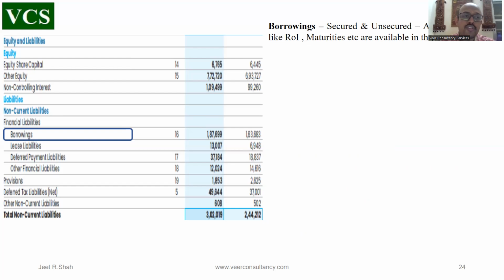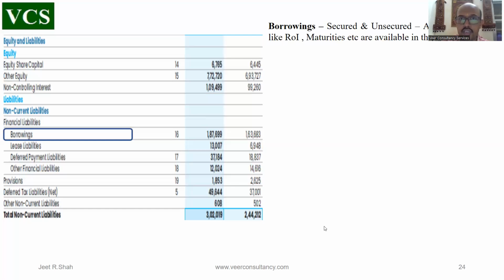When you go in depth, say schedule 16 that is shown as borrowing, you might get a host of details like the ROI, that is the rate of interest, maturities, and so on. All these things will be available in the schedules. What is the rate of interest that you've taken, and when all things are getting matured to be paid. So all these things would be a part of the schedule, in this case schedule number 16.